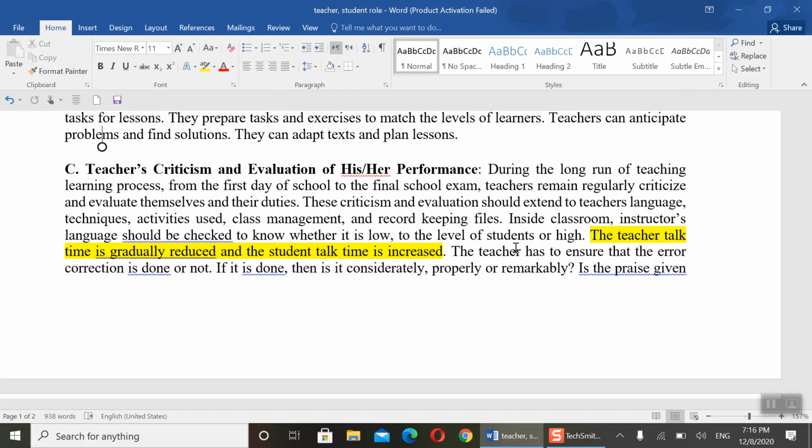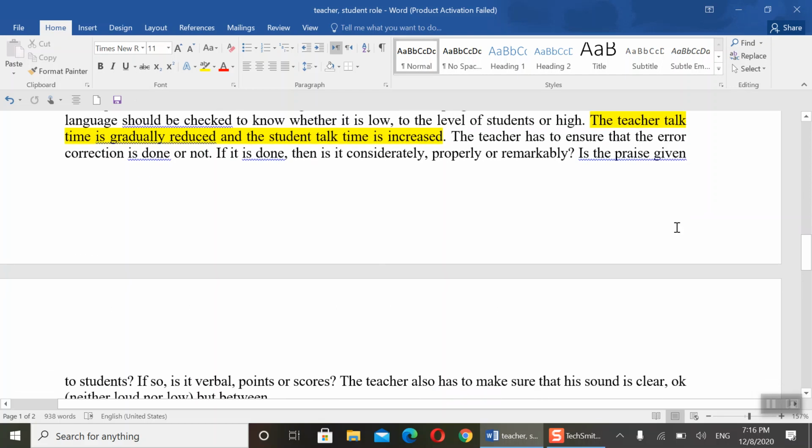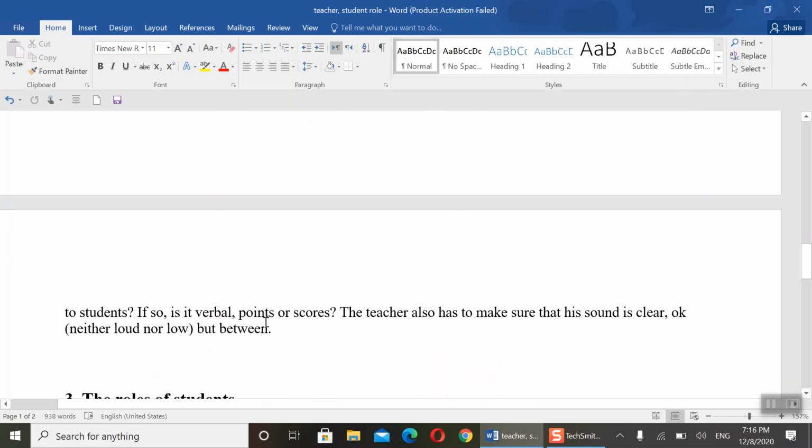You see here? So you need feedback from your teachers, from three. First, you need it from yourself. You have to criticize yourself as a teacher. Number two, you have to have a criticism or evaluation or notes from other teachers and also from students. You see? Here the teacher has to ensure that the error correction is done or not. You see here is the praise given to students? So is it verbal? If you praise your students, is it good or not?